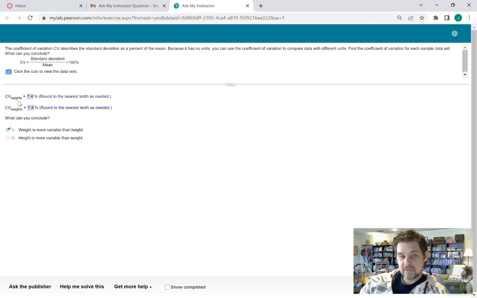But there's the coefficient of variation for the heights and the weights. Okay, those are just calculations. And then my conclusion was the weight was more variable because the coefficient of variation is bigger. Okay, so that's how we do it. That's how we answer the question.